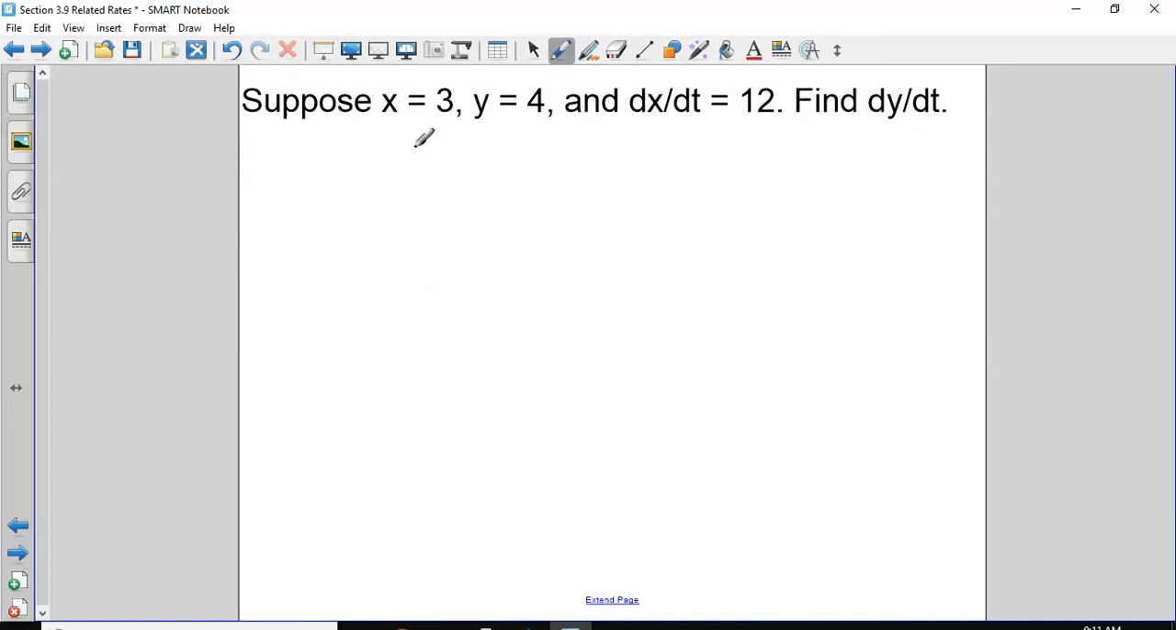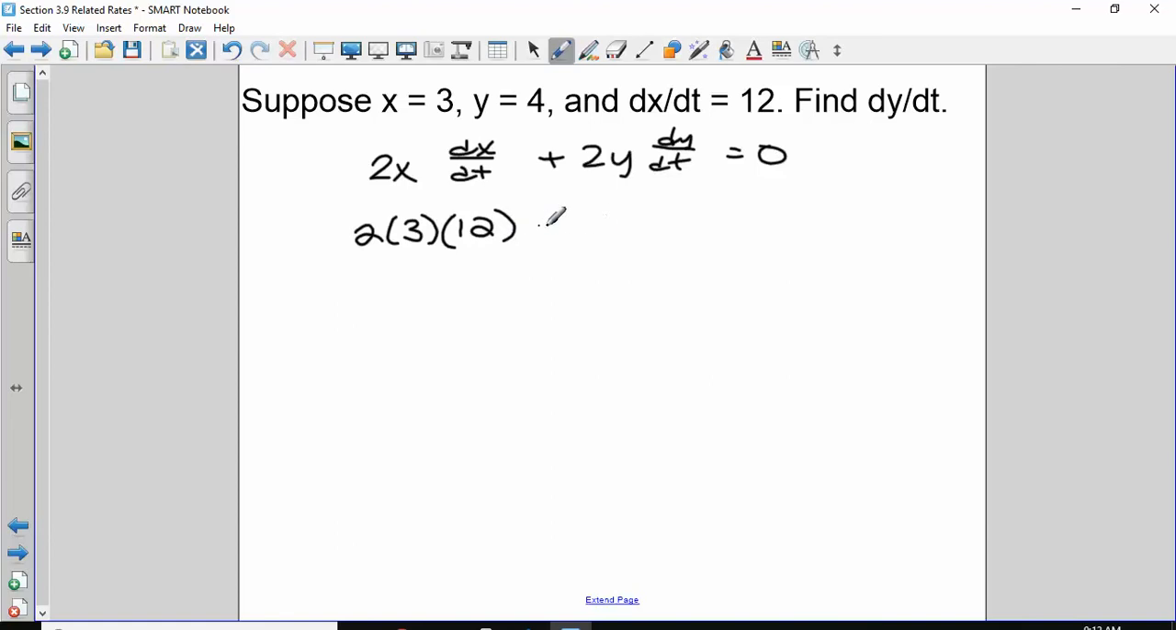Second question. Now I'm giving you some values. x is 3, y is 4, dx/dt is 12. Find dy/dt. So we're just going to plug them in. So we had 2x, so this was our equation. So my x is 3, dx/dt is 12, 2, y is 4, I do not know dy/dt.